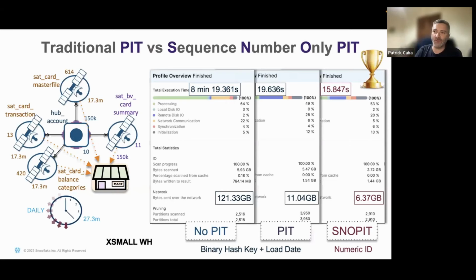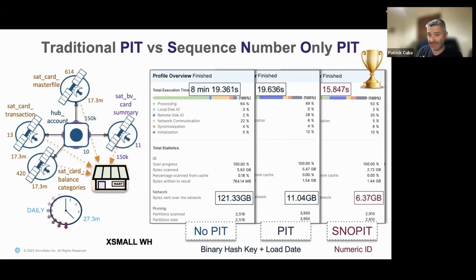Using an extra small without a PIT, basically joining all the content together with no central PIT involved, the query ran for 8.5 minutes. But notice how much traffic I generated just from doing that join, right? When I switched to a PIT table, the network traffic is a fraction, a tenth of the original network traffic. And my performance was down to less than 20 seconds.